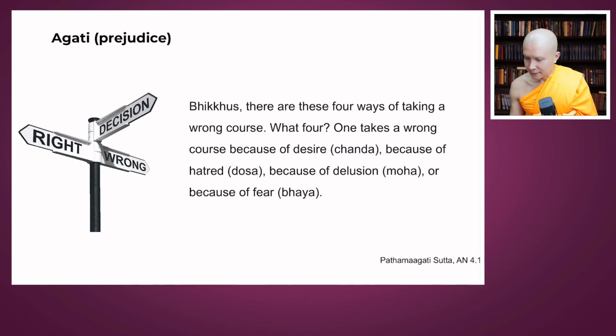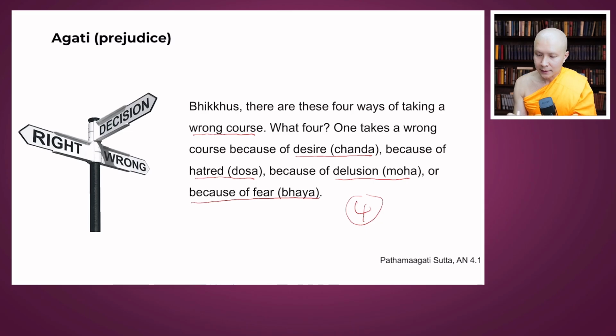There are 4 things. In this teaching, the Buddha talked about 4 things that lead us to the wrong course. He said, Bhikkhus, there are these 4 ways of taking a wrong course. What 4? One takes a wrong course because of desire or chanda, because of hatred or dosa, because of delusion or moha, and because of fear or bhaya. These are the 4 things that lead us to the wrong course.